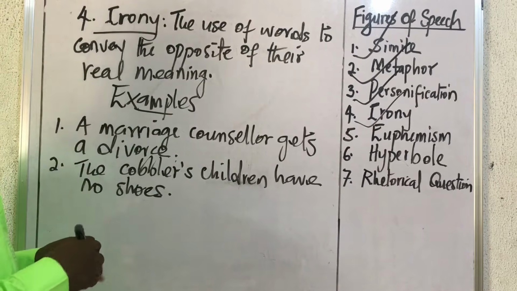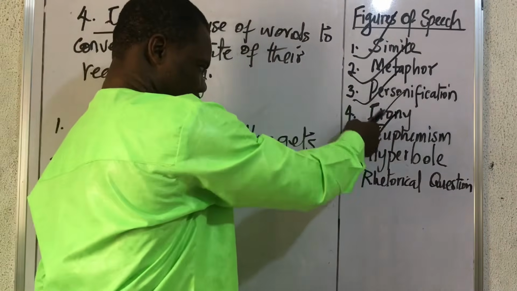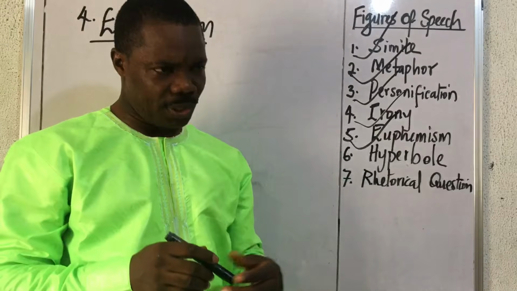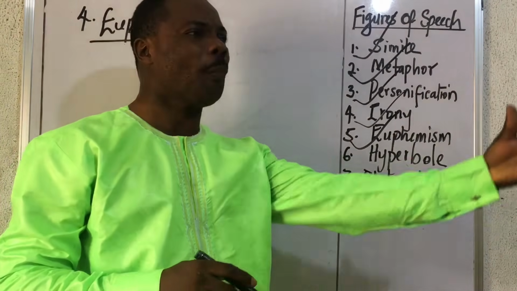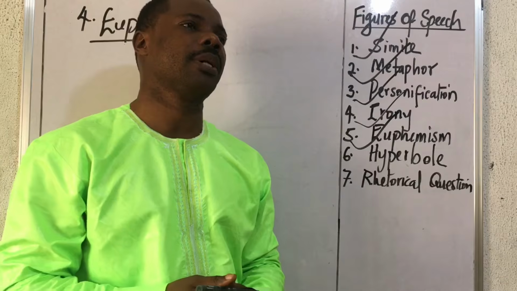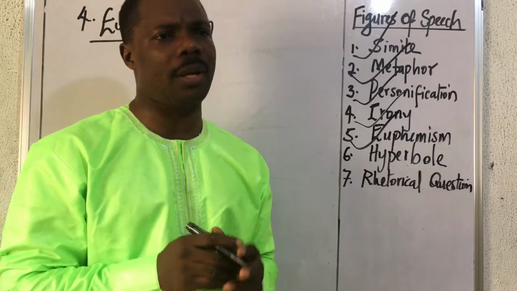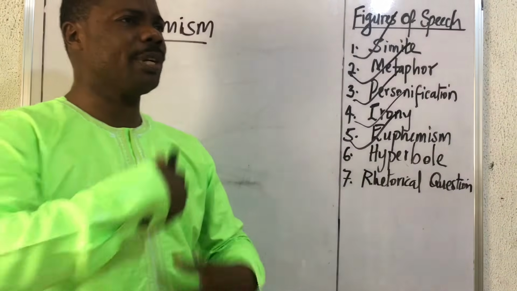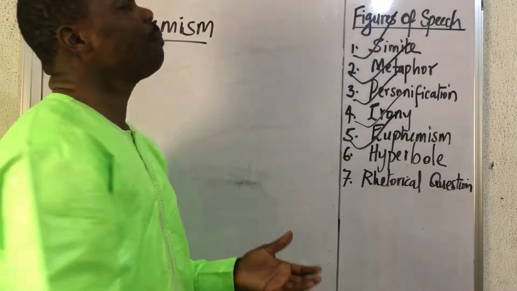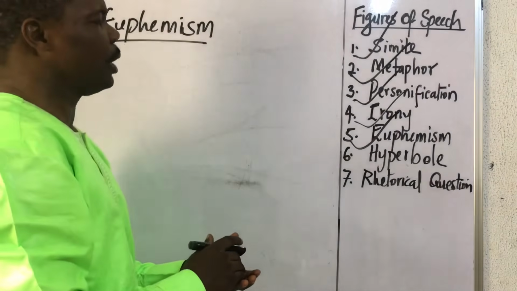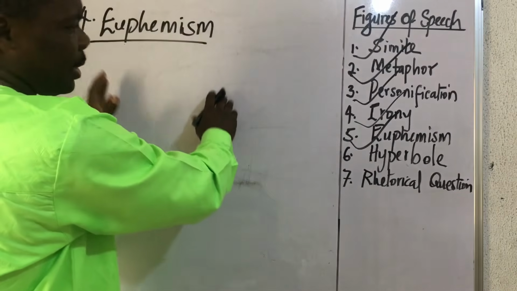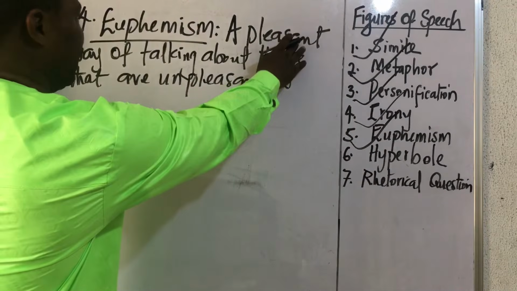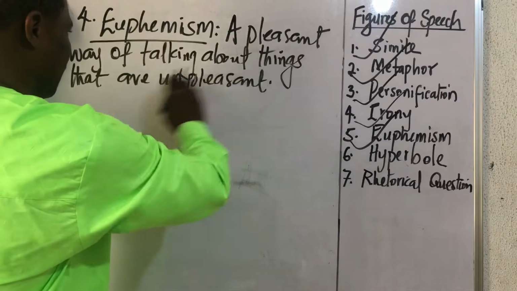The next figure of speech that is common with WAEC is euphemism. What is euphemism? Euphemism is a figure of speech that involves presenting unpleasant ideas in a pleasant way. There are certain things that are difficult to hear or that are simply vulgar in nature. So to communicate those ideas, they have to be represented in a pleasant way, okay? And that method of representing them is called euphemism.